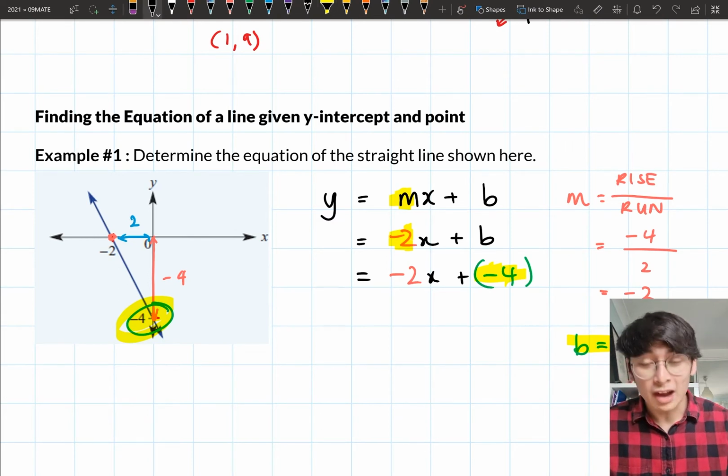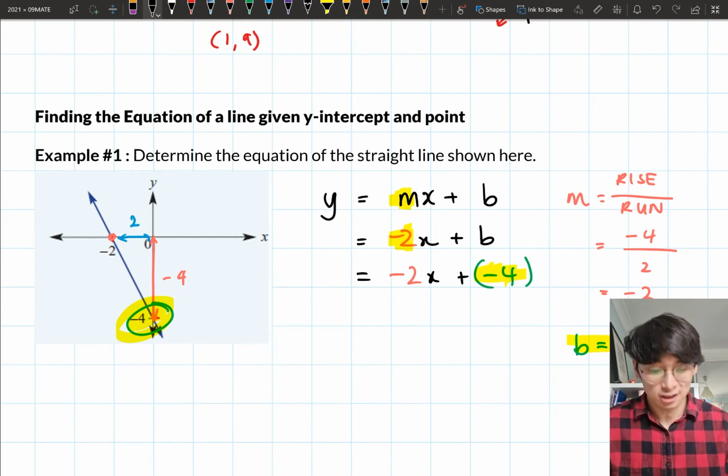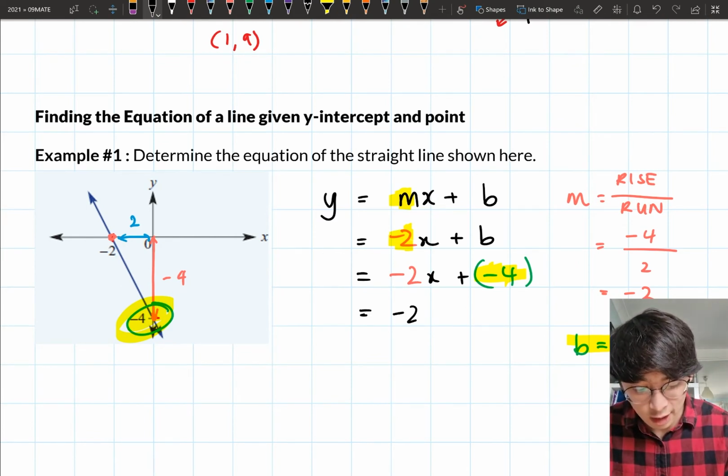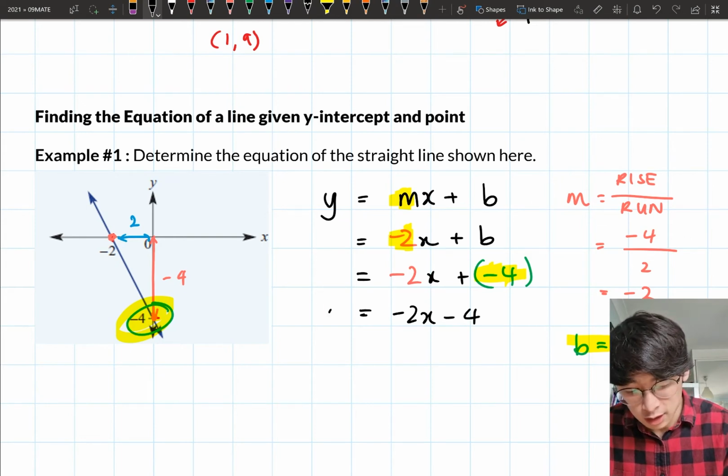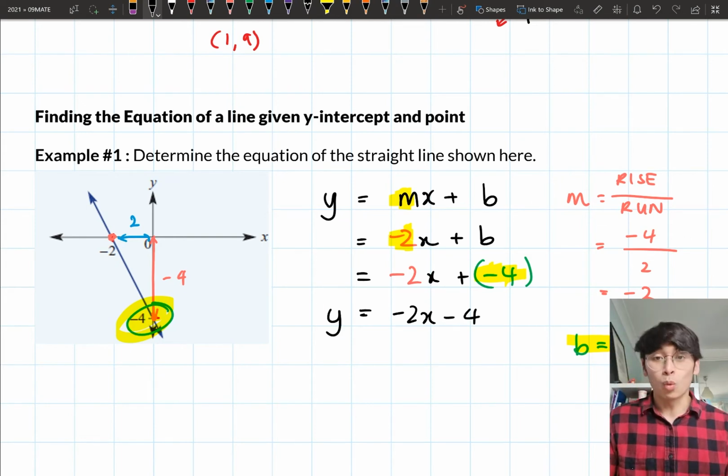Now here, when we're adding a negative number, we don't need to write that plus minus here. So I'm just going to rewrite this as -2x. If I'm adding a negative number, that's just the same as subtracting it. So here, my final answer is going to be y is equal to -2x minus 4.